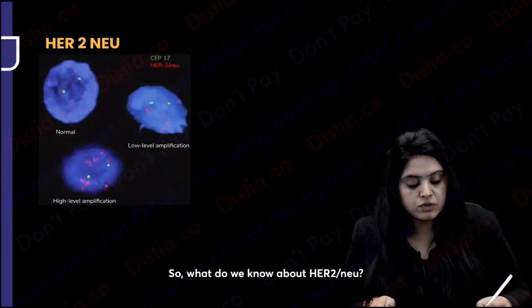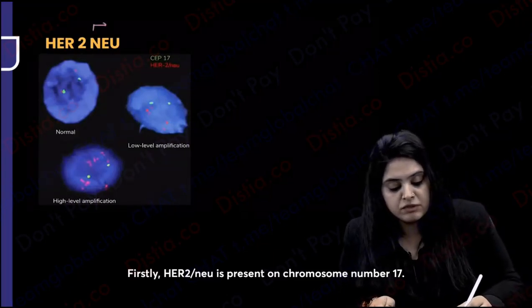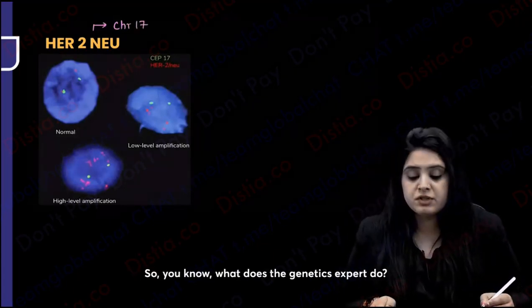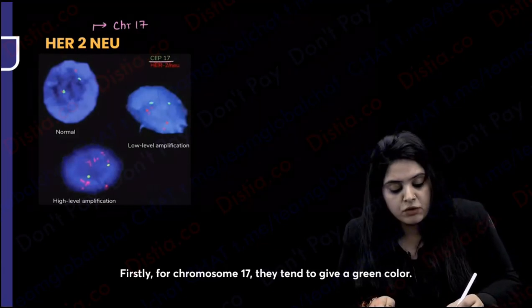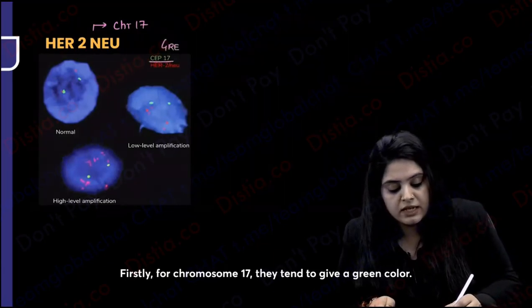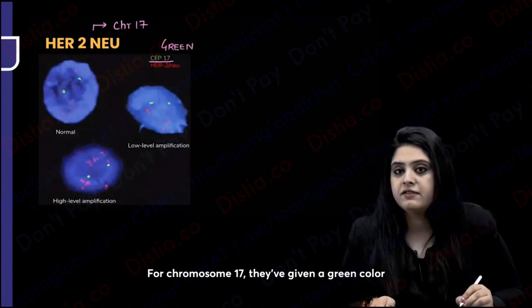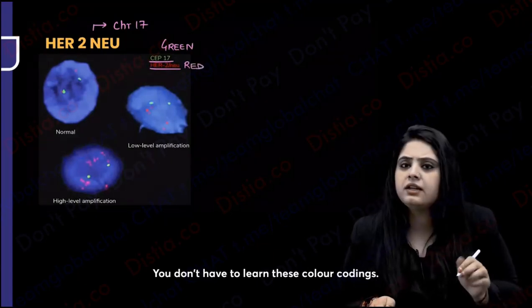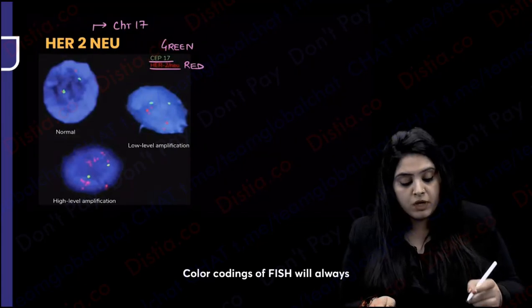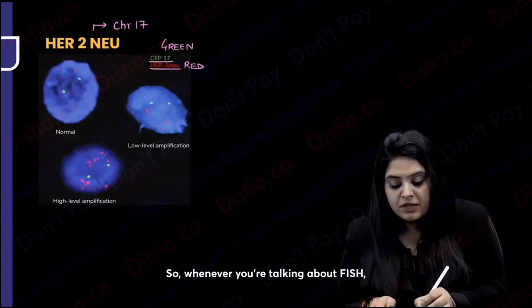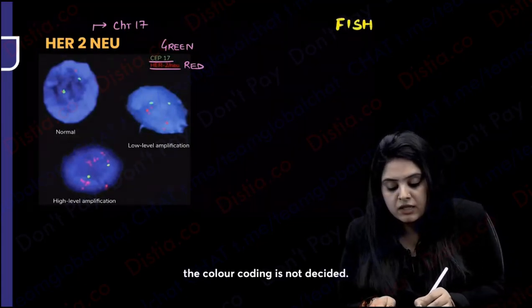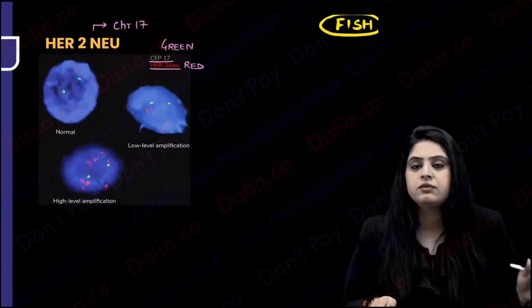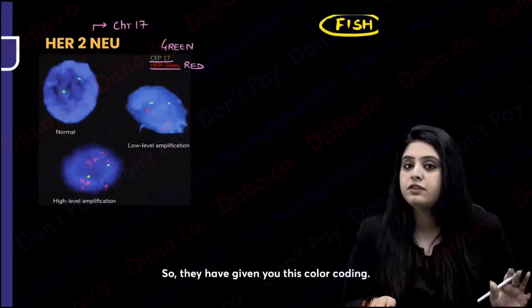So what do we know about HER2/neu? Firstly, HER2/neu is present on chromosome number 17. So what does the genetics expert do? For chromosome 17, they've given a green color, and for HER2/neu, they've given a red color. You don't have to learn these color codings. Color codings of FISH will always be given by the examiner. Whenever you're talking about FISH, the color coding is not fixed. Today, if I want to do FISH, I will decide whom I want to give a red color and whom a green color. So they have given you this color coding.